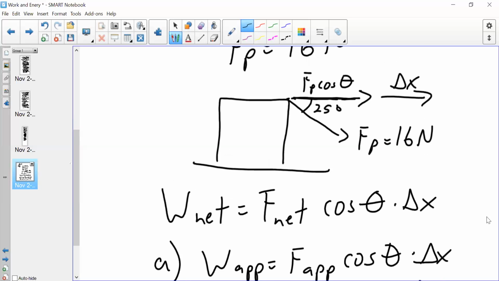So we're always going to be locating where the force in question is with the displacement. What's the relationship? Like the normal force was perpendicular to delta x, so there's no work. Cosine of 90 is 0, and so on.